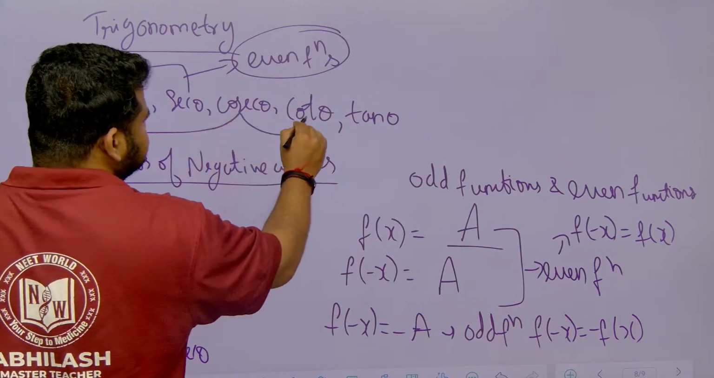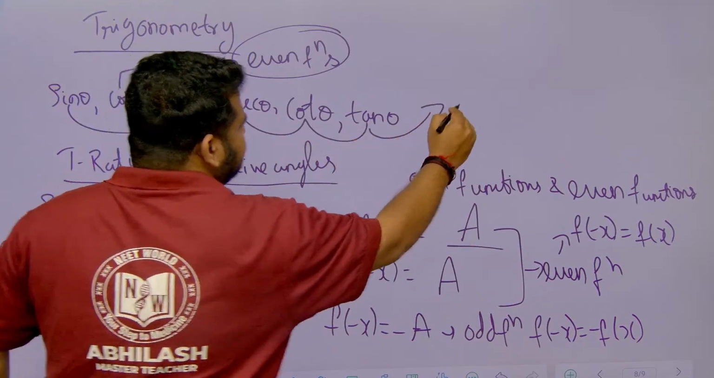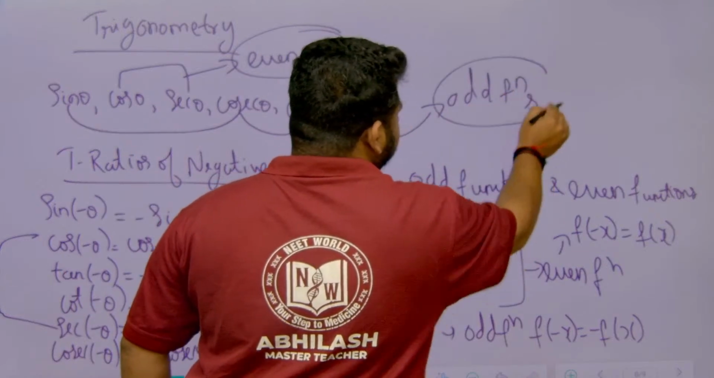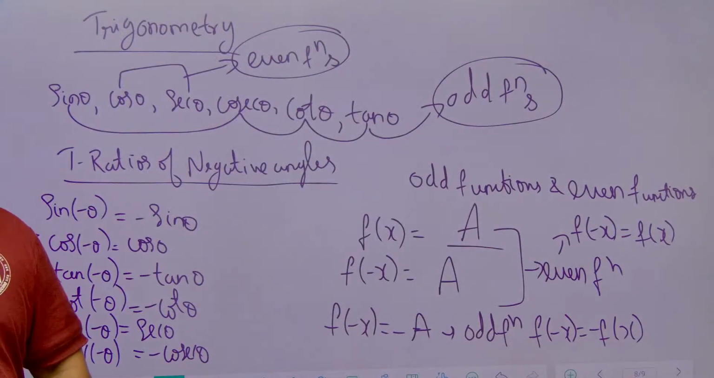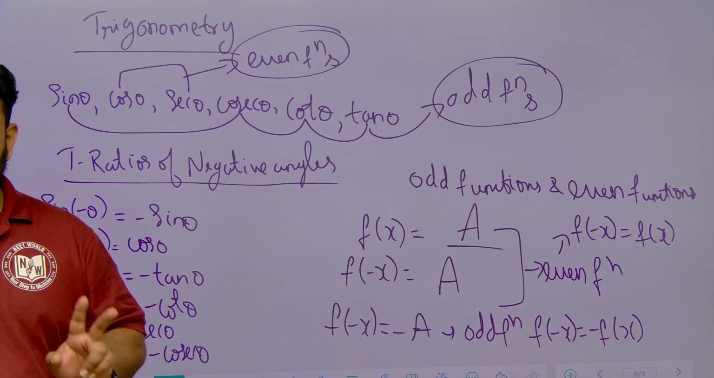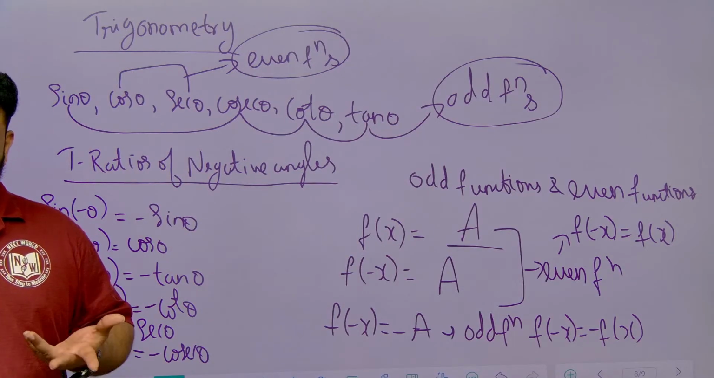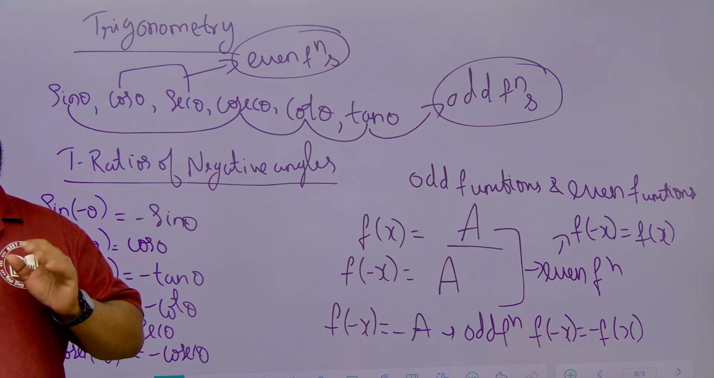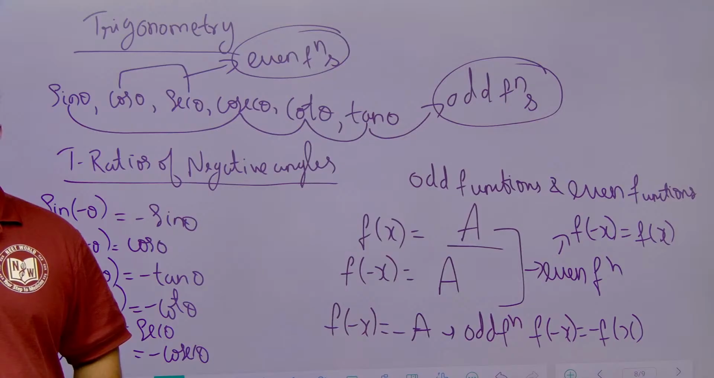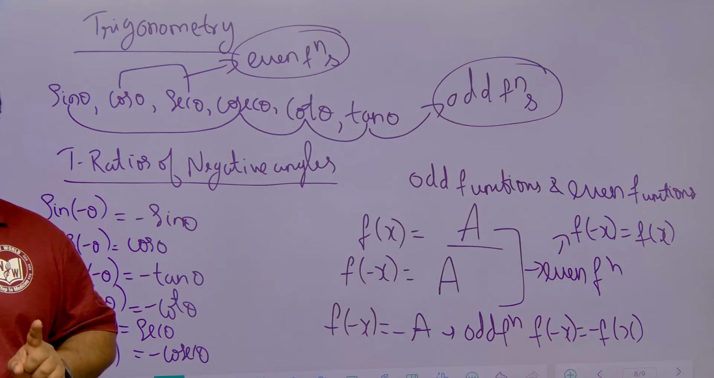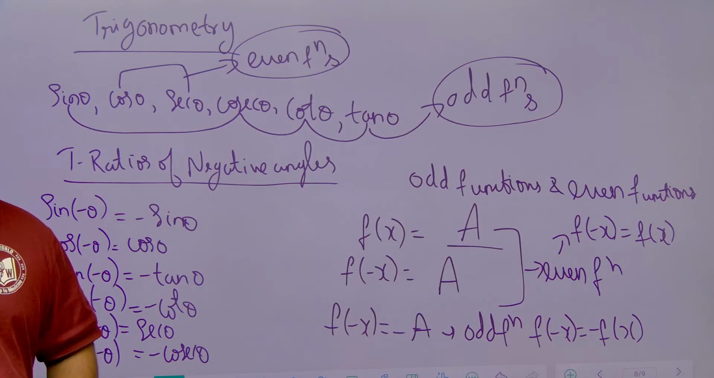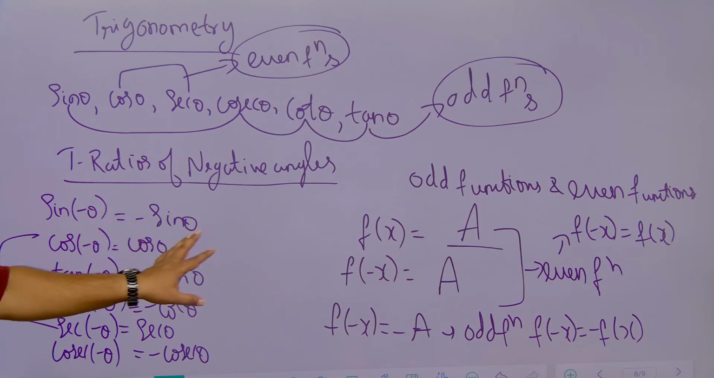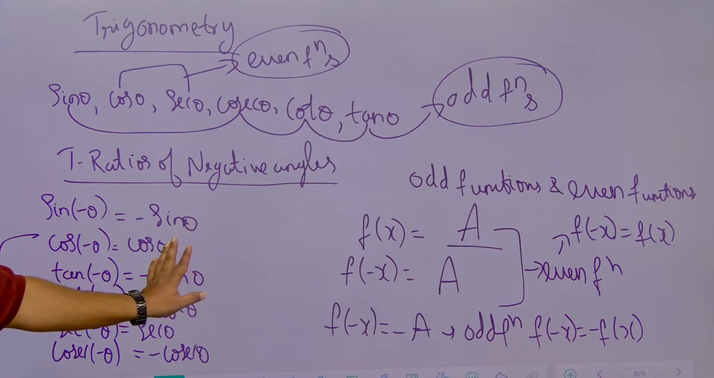This one and this one, they are odd functions. Understood? In trigonometric ratios, 4 are odd and 2 are even. Which are even? You remember, remaining will be odd only. Cos and secant are even, remaining will be odd. Okay, cos and secant are even, please remember this. Clear with this? Understood? All of you?